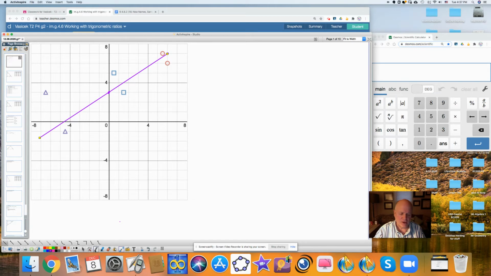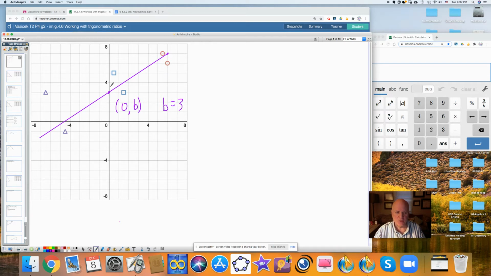And how would I find the equation of this line? This is a review from Algebra 1, where we have the y-intercept, which is (0, b). Our b value here is going to equal 3. And our slope, if we make a slope triangle, we have a rise and we have a run. This is a rise of 4, a run of 6, or we could do a rise of 2, a run of 3. This is our slope, which is our change in the y direction versus change in the x direction. So it's going to be 2 over 3.